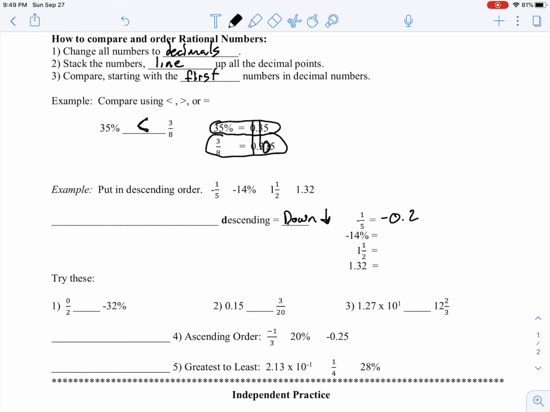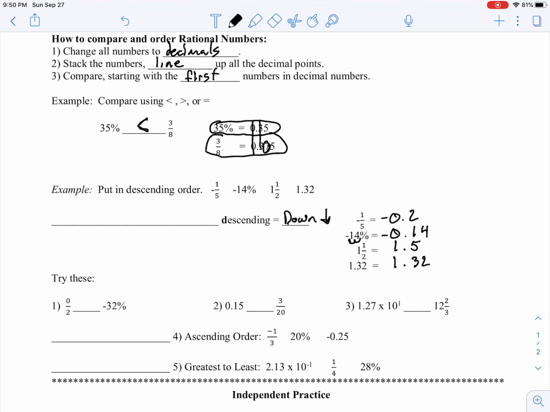Negative 14% will be negative 0.14. If we remember how to convert that, take our decimal and move it twice to the left. 1 and 1/2 will be 1.5. And then 1.32, or let me line these up again, sorry. 1.5, then 1.32 finally here.